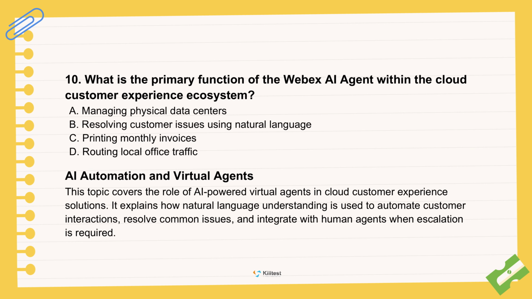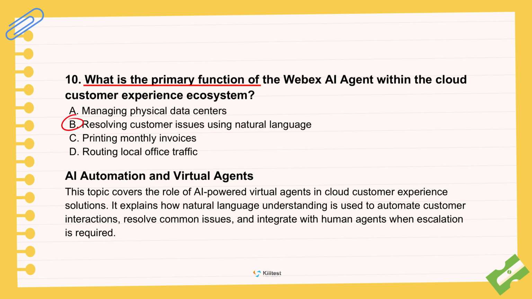Okay, now, let's jump to question 10. We'll come back to 9 to keep the tech together. This is about the active side of AI. What is the primary function of the WebEx AI agent? AI agent is the brand name, but for the exam, think virtual agent. Options are A, managing data centers; B, resolving customer issues using natural language; C, printing invoices; or D, routing office traffic. Yeah, this one should be straightforward. It's option B, resolving customer issues using natural language.